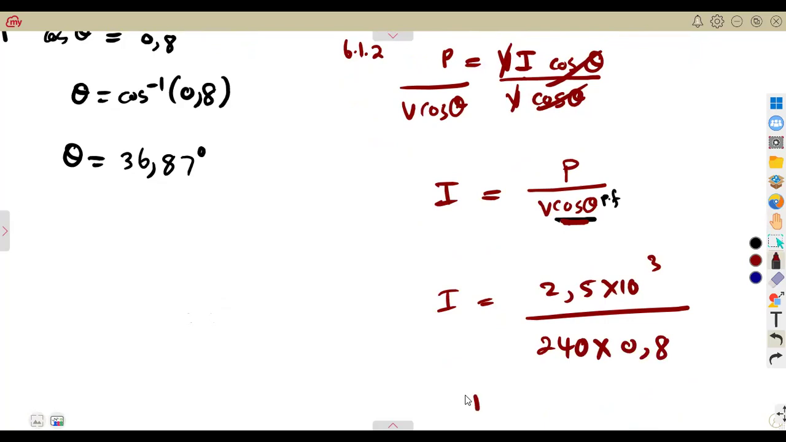All right, so that was going to give you the current in this case. So the current was going to be 13.021, 3 decimal places. Like I said, you can also fix your calculator to 3 decimal places. So that was going to be the current.